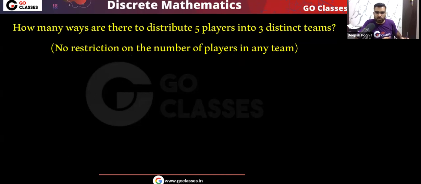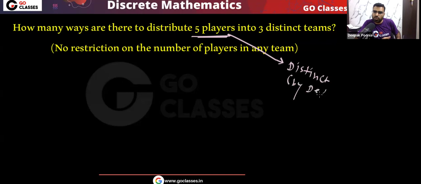The question is saying that we want to distribute 5 players. The players are by default distinct. Players means people. By default people are distinct, yes or no? That you already know. People are always distinct. And the question is saying that there are 3 different teams. So we want to distribute 5 players into three distinct teams.